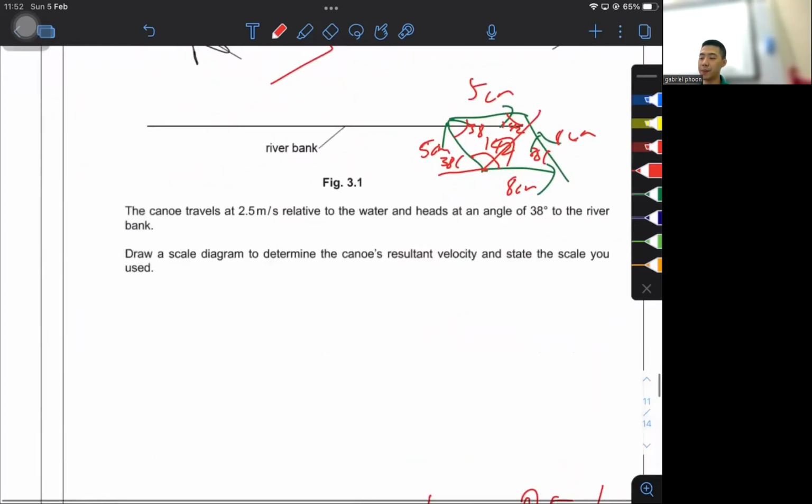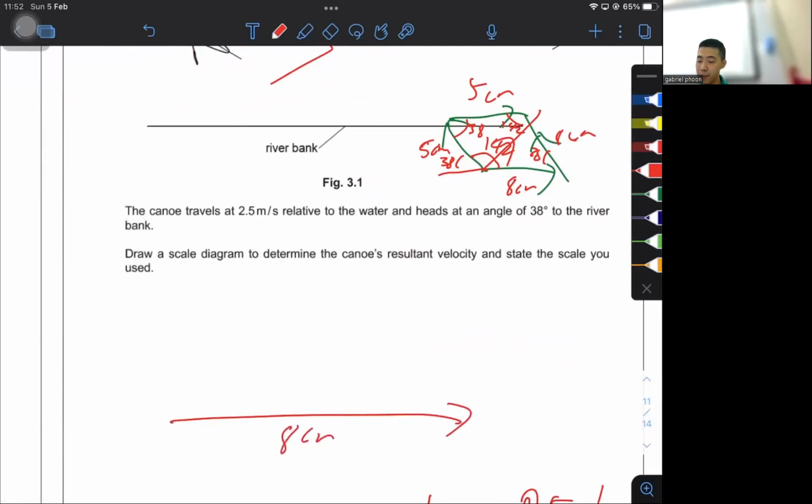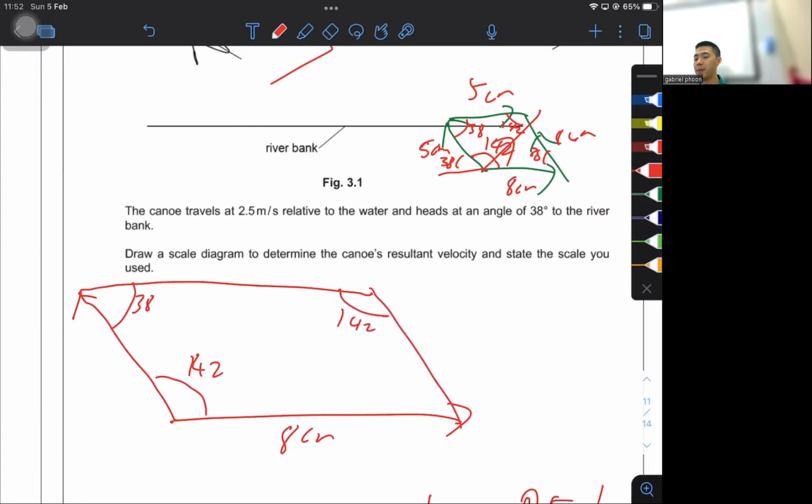By right, you should end up with something like this. This thing here, that is 8 cm. And then you measure 142 degrees here, and you draw a 5 cm line. Then you measure 38 degrees, and you draw another 8 cm line, and then you measure another 142 degrees, and you draw a 5 cm line.